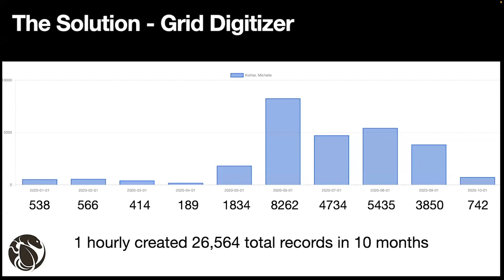Just to give you an idea of how effective this is, all of those scanned slides that we had from back in the 2000s, right when the pandemic hit, I decided, okay, we're going to work through those. We'll see how long this takes to create skeletal collection objects. You can see one hourly created 26,000 collection objects over 10 months, most of which was in a span of 3 months. And that was right when we started. We basically just started plowing through these and creating collection objects. And we were extremely effective and productive during those first few months of the pandemic when this was all we were doing.